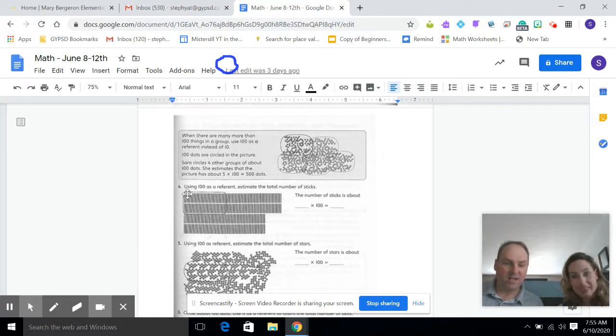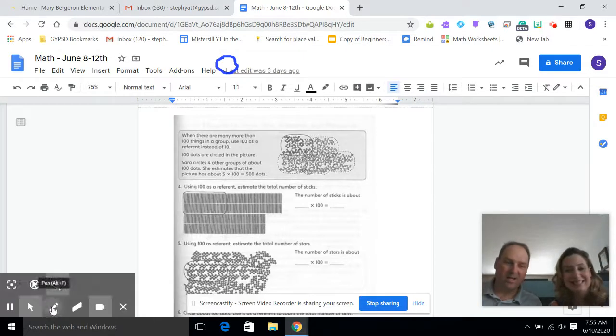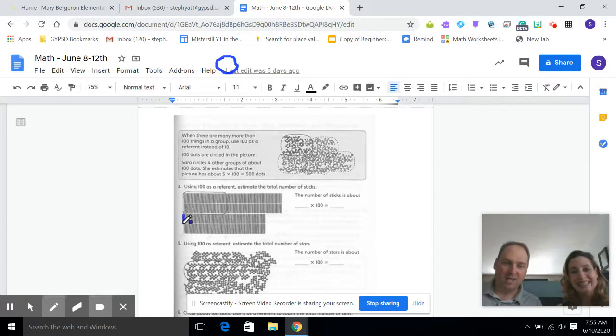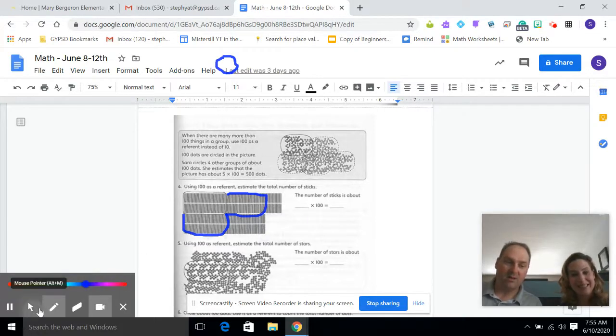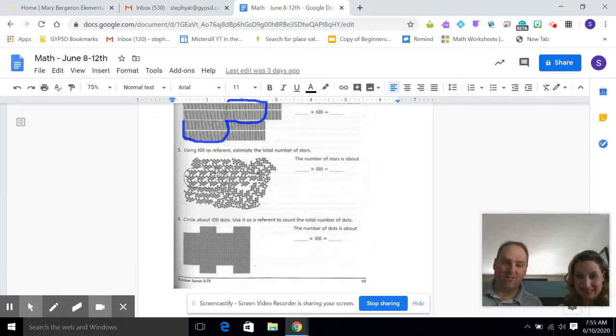Here they've done the same thing. They've circled about 100 sticks, so don't actually count them all. Then what you're doing is making your own circles roughly of about the same size, and then you're counting by 100s this time. Same with number 5, okay? And then number 6, that's a bonus question. You figure out what 100 might look like, and then you can make your own circles.